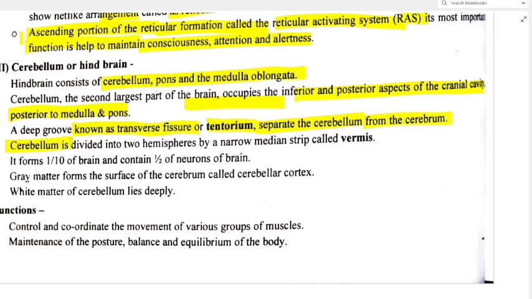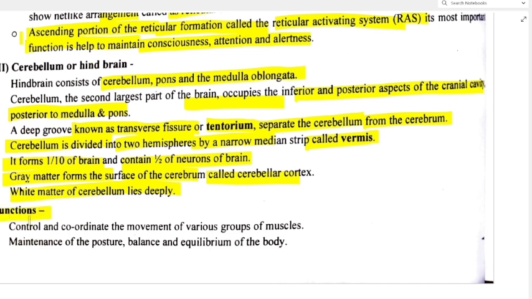Now cerebellum is divided into two hemispheres by a narrow median strip called vermis. So what is vermis now? See, cerebellum is divided into two hemispheres by a narrow median strip that is called vermis. It forms 1/10 of brain and contains half of neurons of brain. Grey matter forms the surface of the cerebellum called cerebellar cortex. White matter of cerebellum lies deeply.